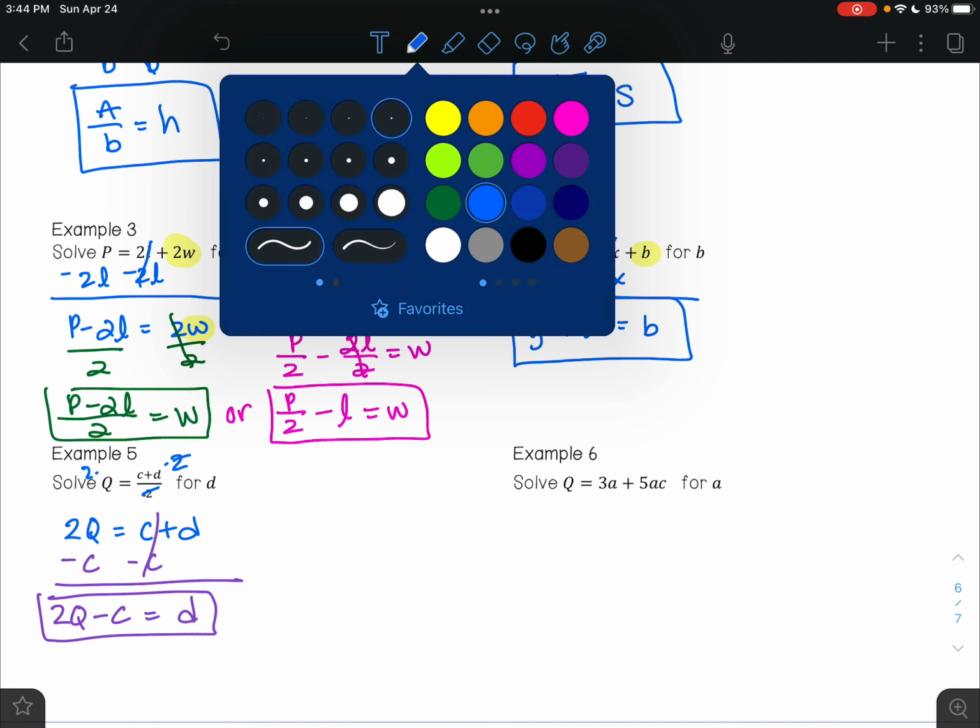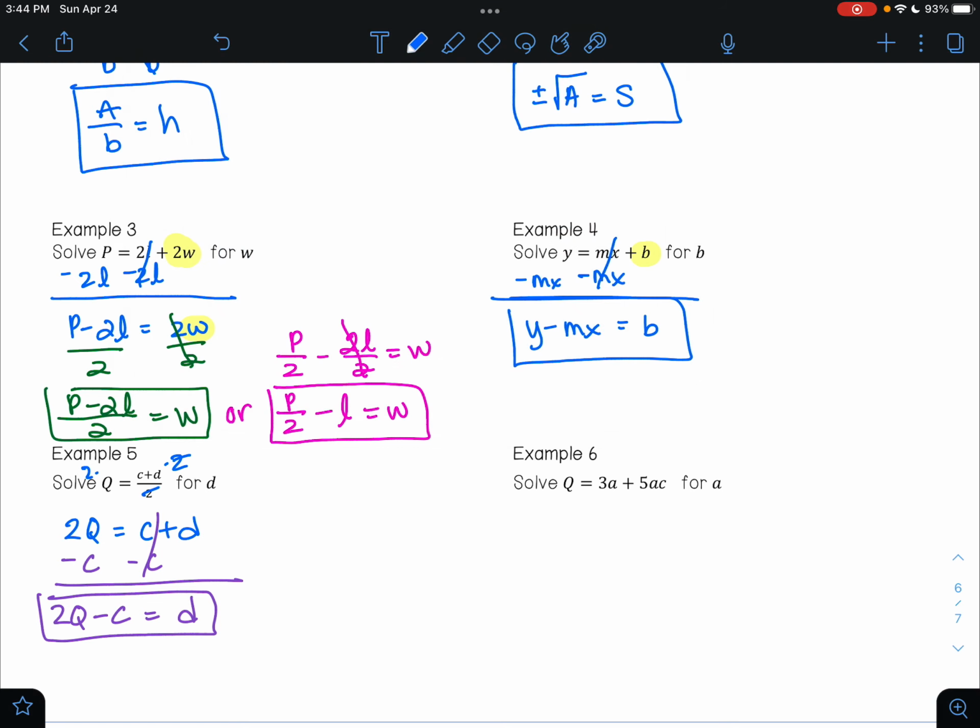On example 6, I have Q equals 3A plus 5AC, and I want to solve for A. Right now, this equation has two A's, and these A's are not like terms because this A has a C and this A does not, so I can't combine them. But what I can do is notice that they have a GCF of A, and I can factor that A out, leaving me with 3 plus 5C inside parentheses.